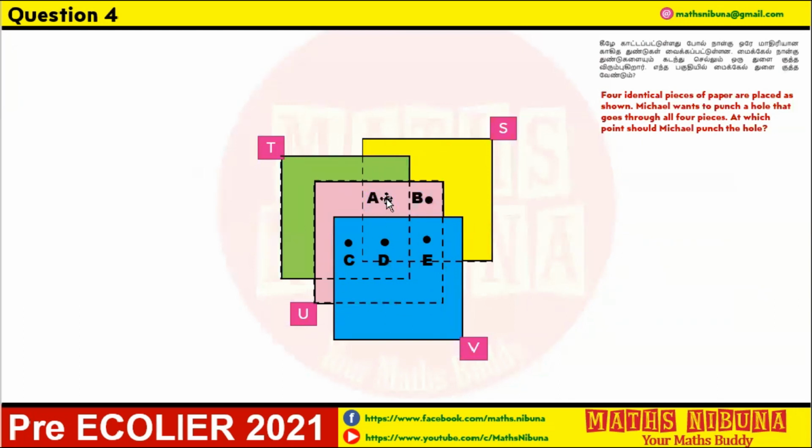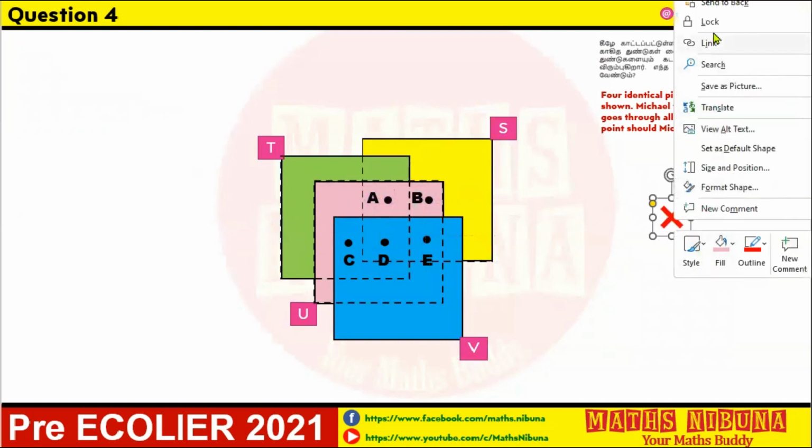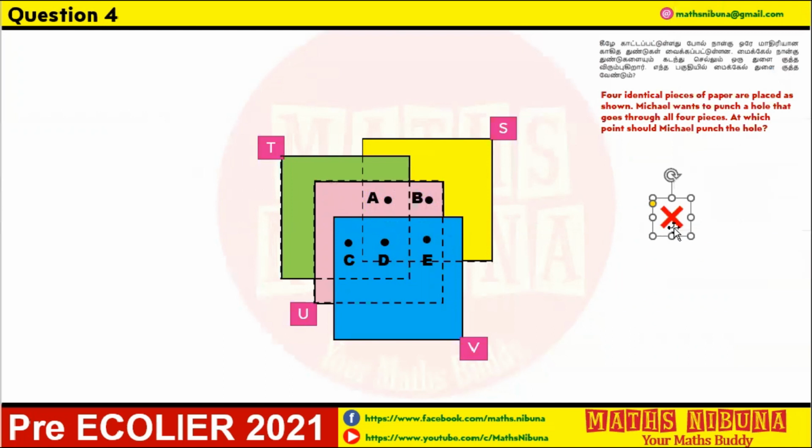Now when we see, A is touching S, which is the yellow color, and also green, but A is outside of the blue. B is also outside of the blue. That means from here we can say that A and B are out, they cannot be the answer because they are outside of the blue color. So A is out, B is also out. Now look at C. C is outside of S, the yellow color box. So C also cannot be considered.